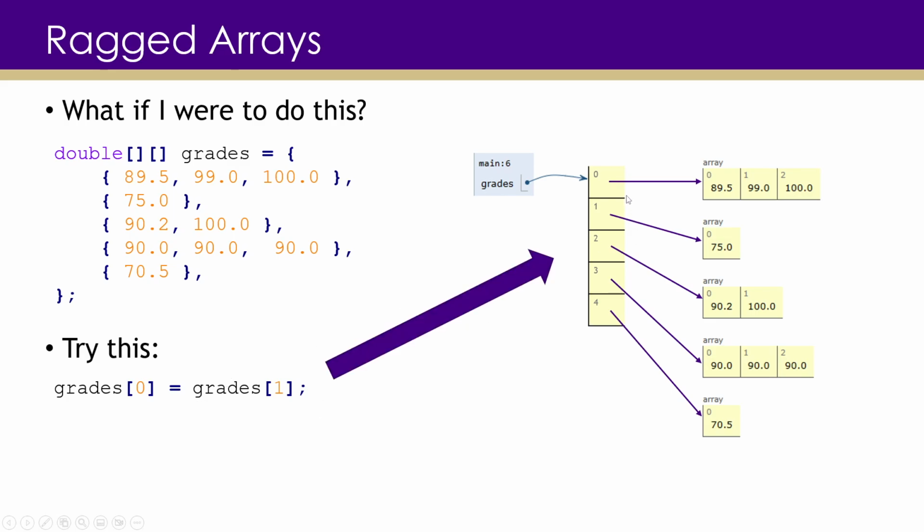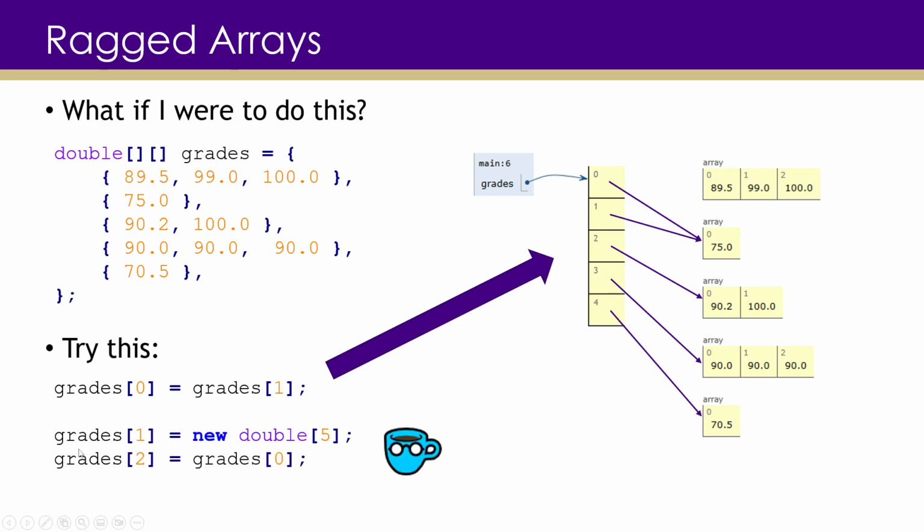So if we look closely, we see grades index 0 is going to get assigned the value of grades index 1. So this is going to get copied and put here, which means, boop, now grades index 0 and grades index 1 both point to the same little double array. See? Right? They point to the same place.